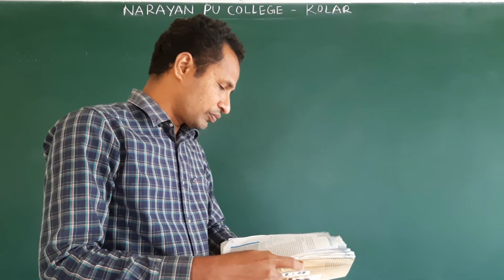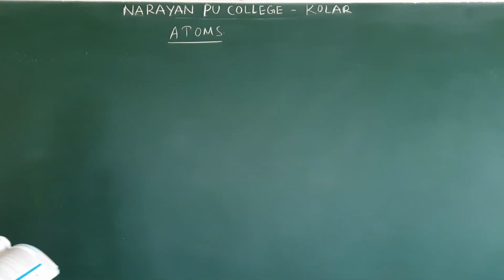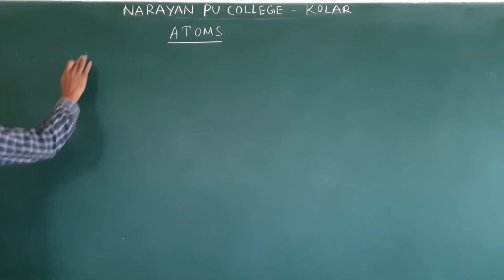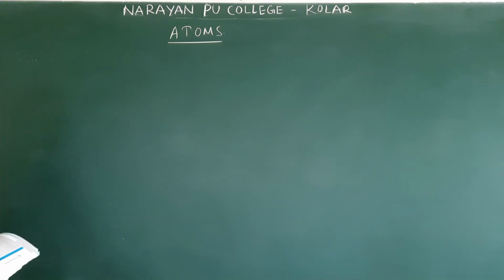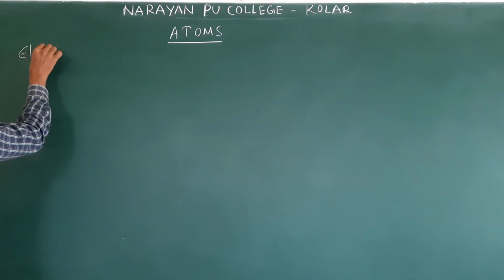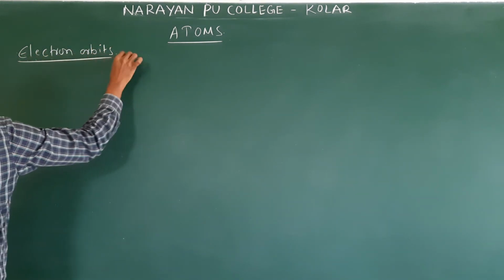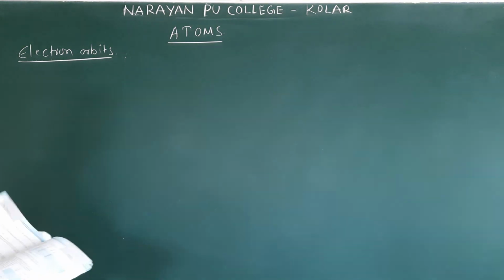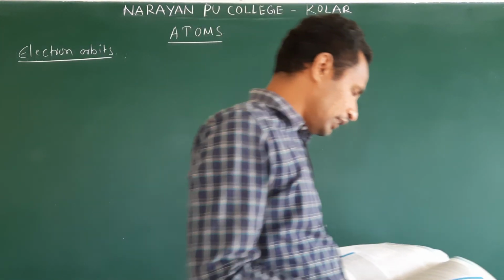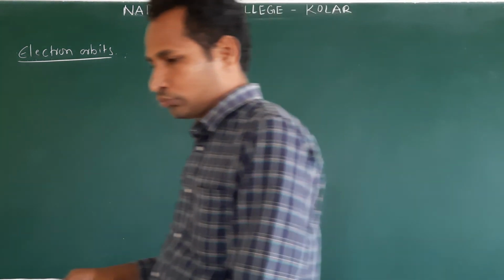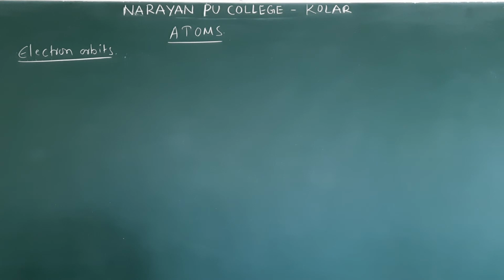Electron orbits. Now we will see Rutherford's explanation. What is the explanation? Now we will see the equations. Electron orbits. What did it say? Electrons revolve around the nucleus, right? He mentioned that. Based on that point, we will frame the equations. Clear?